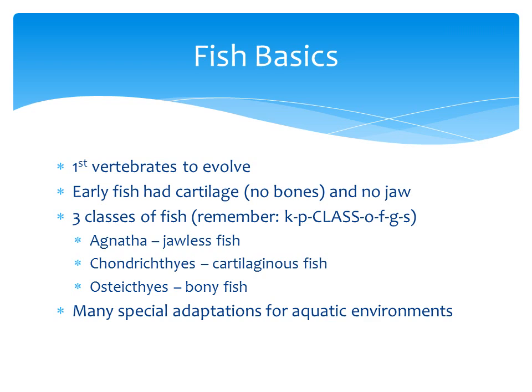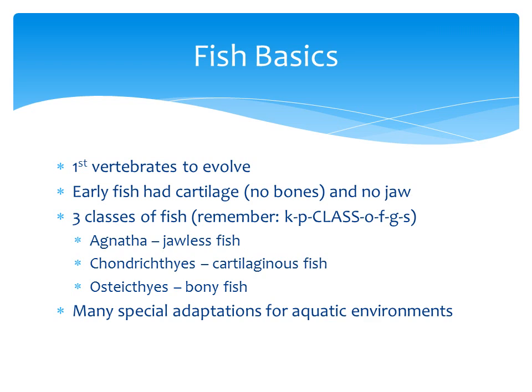Some basics about fish. They were the first vertebrates to evolve. And the early fish didn't have bones, but they had cartilage. So cartilage is connective tissue. It's tough. It provides a lot of structure, but it's not bones. And they didn't have a jaw.